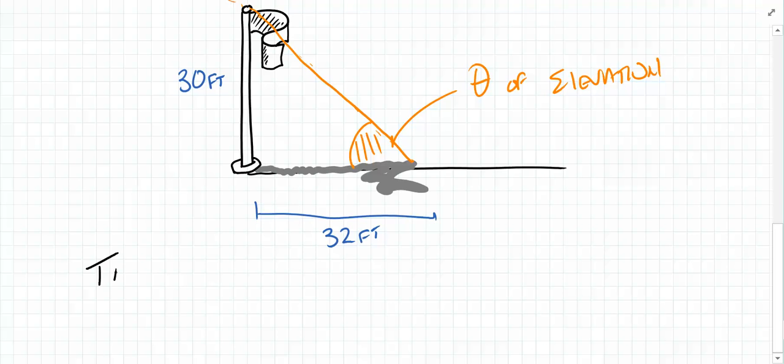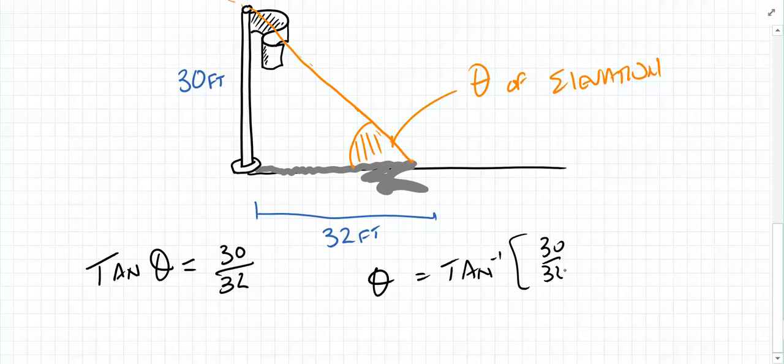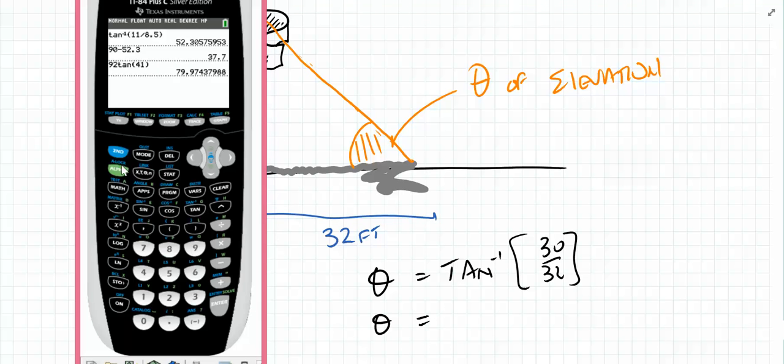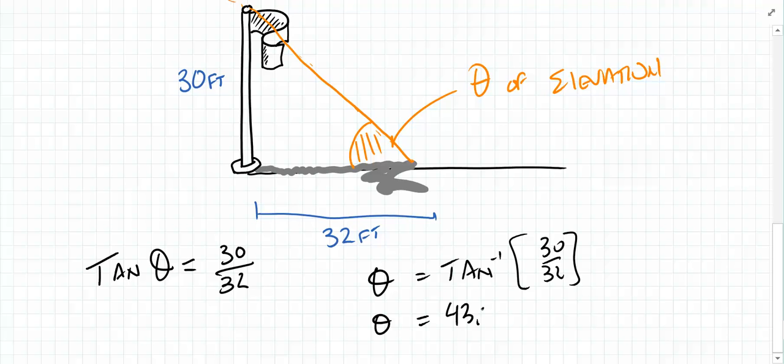So I know that the tangent of the angle I'm looking for has to be in ratio of what to what, everybody? 30 to 32. Very good. So therefore, theta has to be the inverse tangent of 30 to 32. The calculator is a good place to start. So I want the inverse tangent of 30 over 32. I get 43.2 degrees. So 43.2 degrees is the angle of elevation to the sun in the sky.